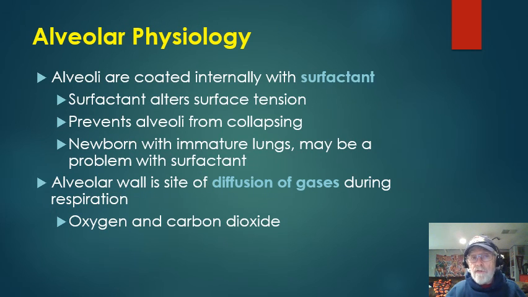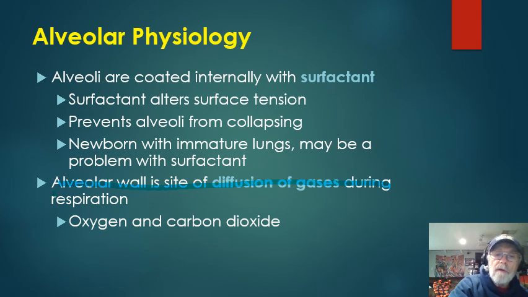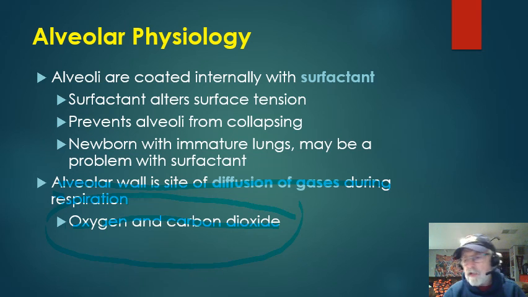Now, like I mentioned before, the alveoli are coated internally with surfactant, and the surfactant creates a surface tension that keeps the alveoli open. It's critical. It prevents the alveoli from collapsing and shutting down. And again, in a newborn or immature lungs, there may be a problem with that. The alveolar site is the site of diffusion of gases during respiration, carbon dioxide and oxygen, both of them. They go across the alveolar wall into the alveolar capillaries, which surround the alveolar wall. Okay, and that's the respiratory system anatomically in a nutshell.